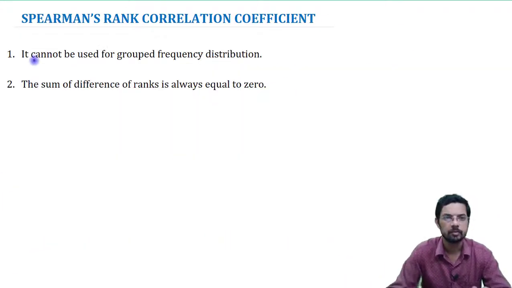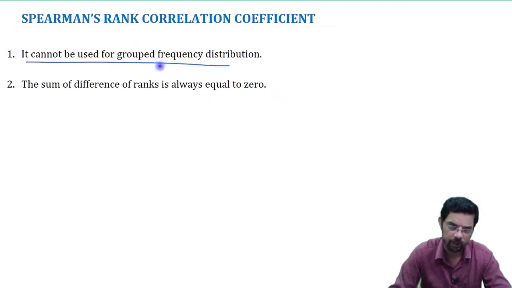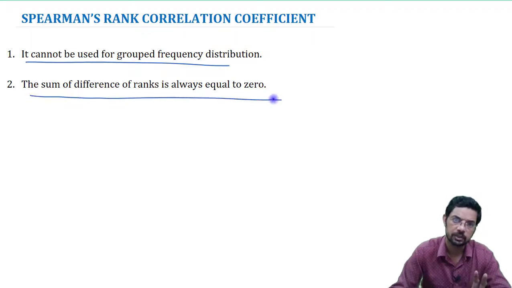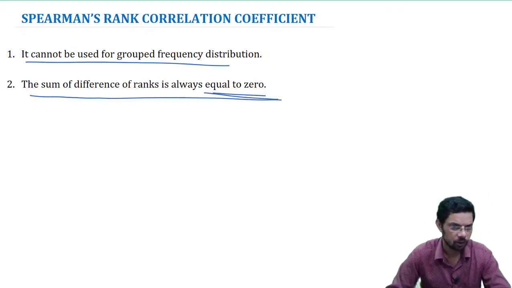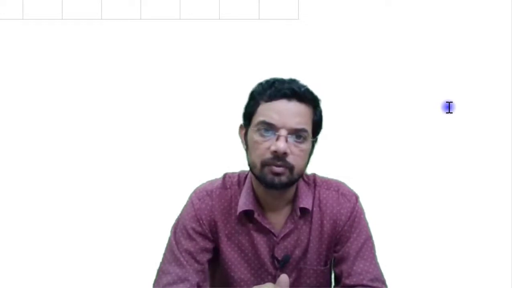So that is what we do when we have tied or repeated ranks. Now Spearman's rank correlation coefficient cannot be used for group frequency distribution. Also we should observe that the sum of difference of ranks is always equal to 0. Hope you have understood how to calculate the Spearman's rank correlation coefficient. We shall meet in the next video.